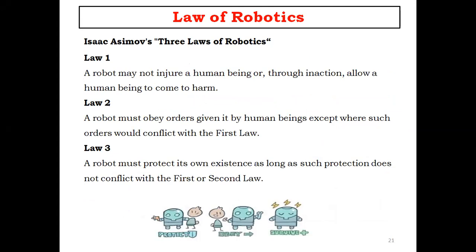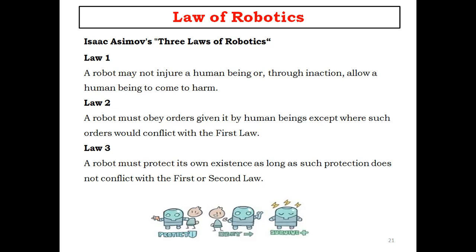We all know there is Isaac Asimov. He framed the three laws of robotics. To remember them: survive, obey, protect. So we can go with the first one. What does it say, Sabina?